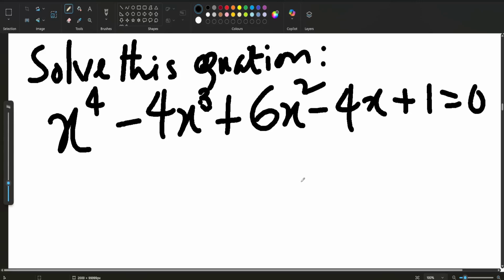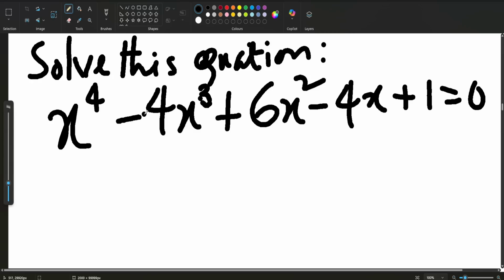Okay, so to solve this particular equation, we will observe that this is a quartic equation, a polynomial whose highest power is 4. And from this equation, we will see that it is somewhat symmetrical. Because it is symmetrical, the coefficients are 1, minus 4, 6, minus 4, 1. So it goes as 1, 4, 6, 4, 1.